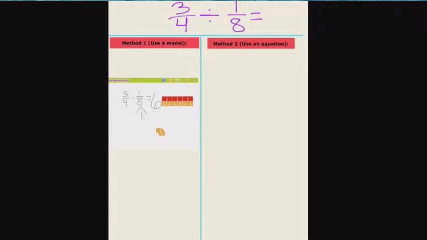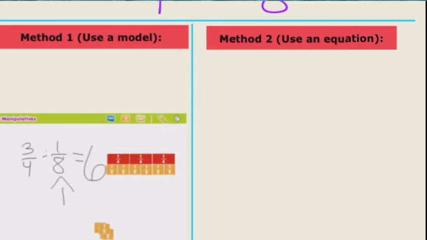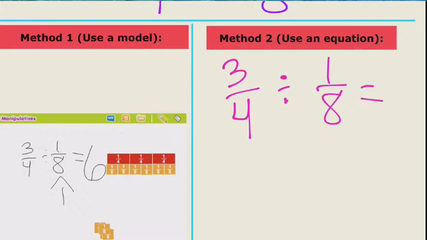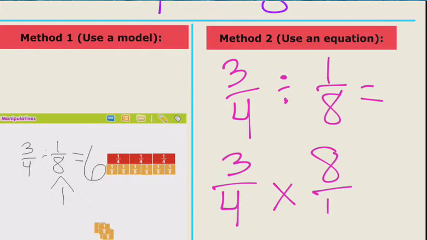All right, and then let's try that also using an equation. So again, I'm just going to start by writing down 3/4 divided by 1/8. Okay, I'm going to rewrite that as a multiplication problem. So we've got 3/4 times 8/1. Look for things you can cancel. I see I've got a 4 and an 8 here. I'm going to go ahead and divide them both by 4.